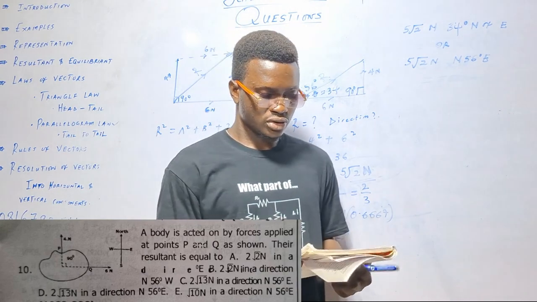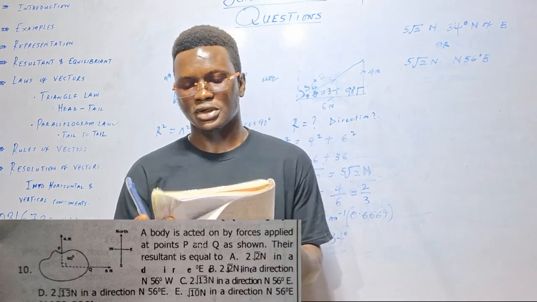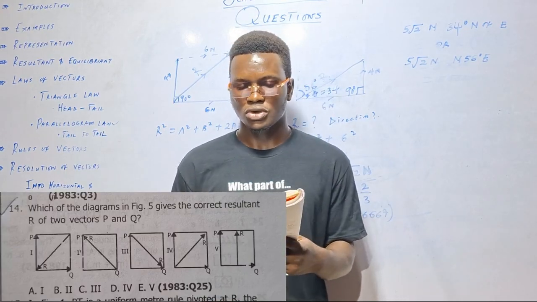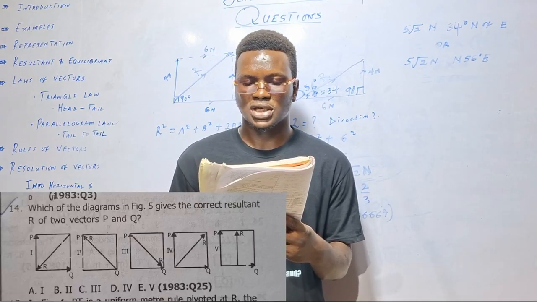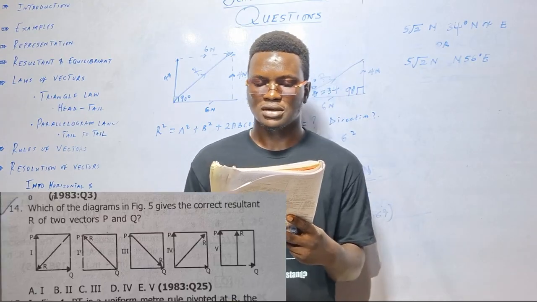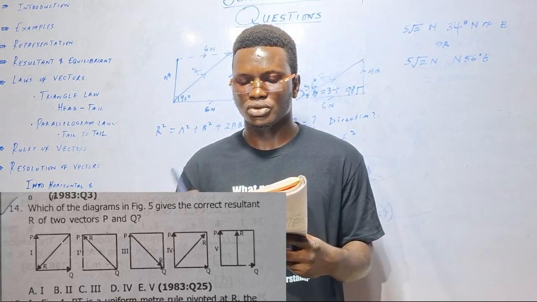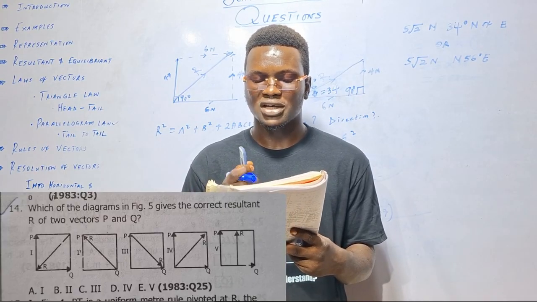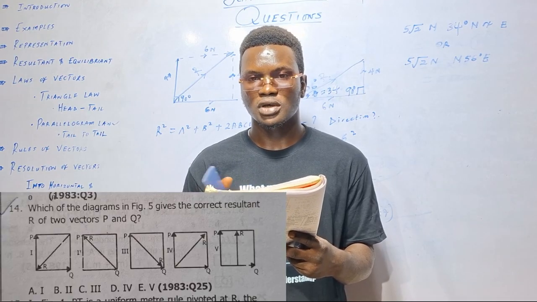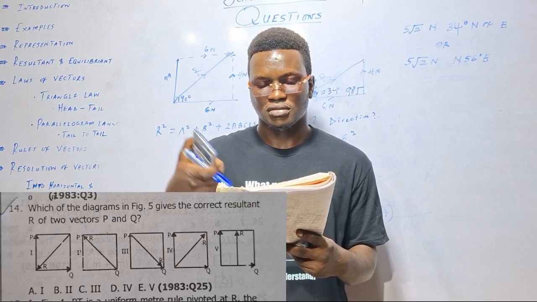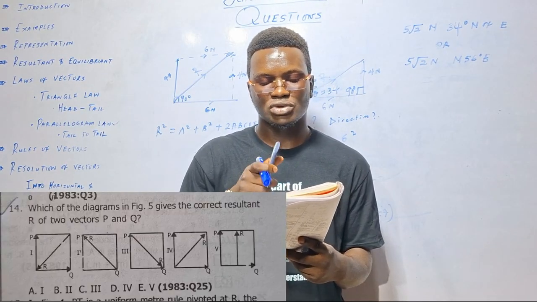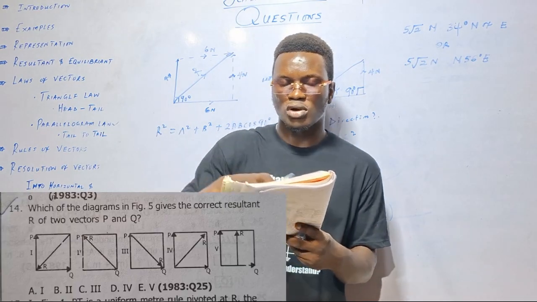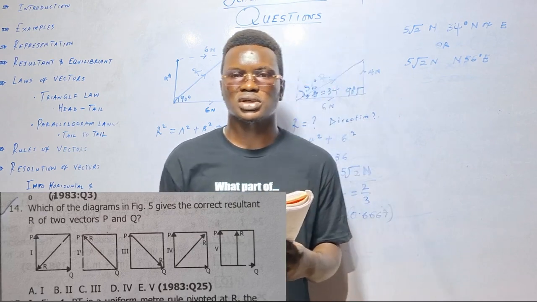So let's move on. Number 14, which of the diagrams in figure 5 gives the correct resultant R of two vectors P and Q? So which of the diagrams give the correct resultant? Look at option A. Option A says that 1, B, 2, 3, and so on. So there are 5 of them. Let's look at Roman figure 1. You will see that vectors P and Q are moving tail to tail. How did they draw the R? If they are to draw the R, they should draw it diagonally, not to come inside. So the arrow of the R is wrong in that question.